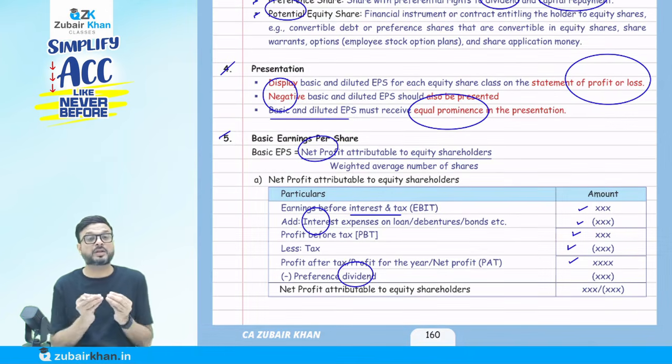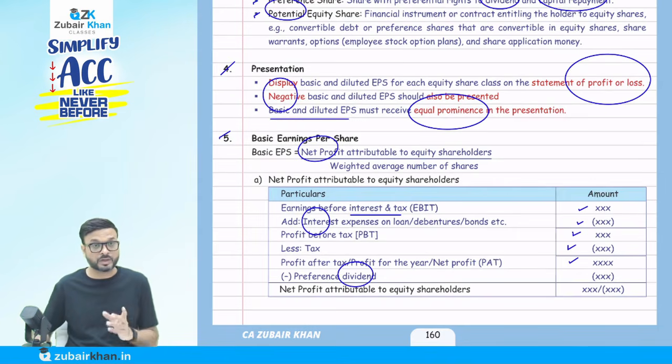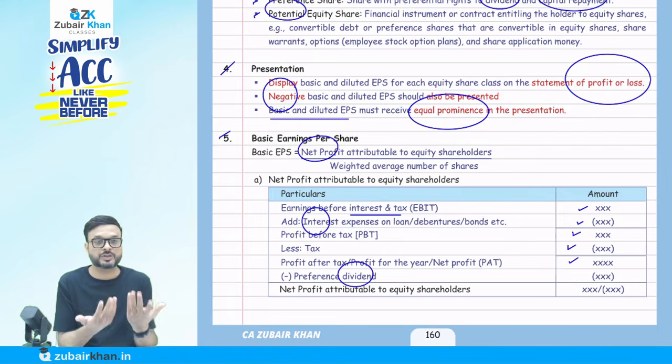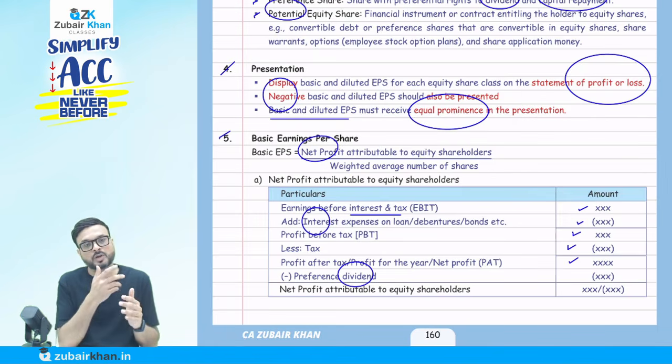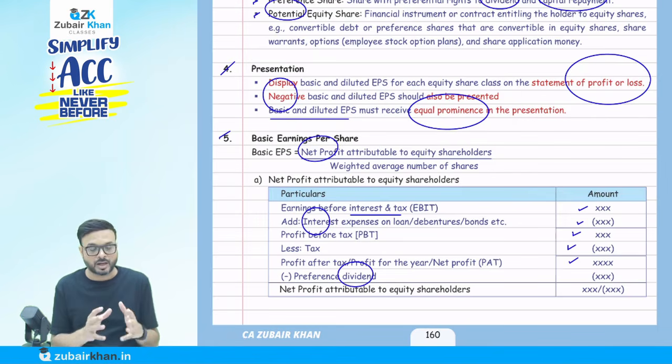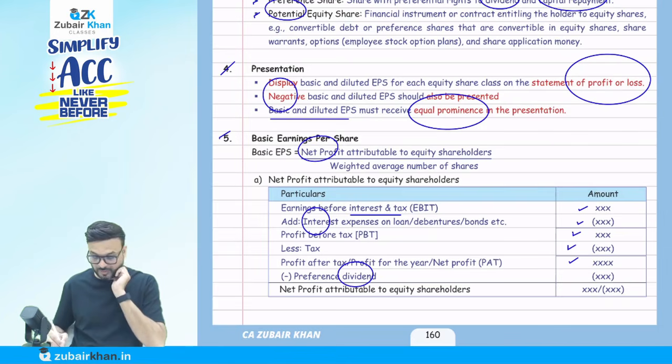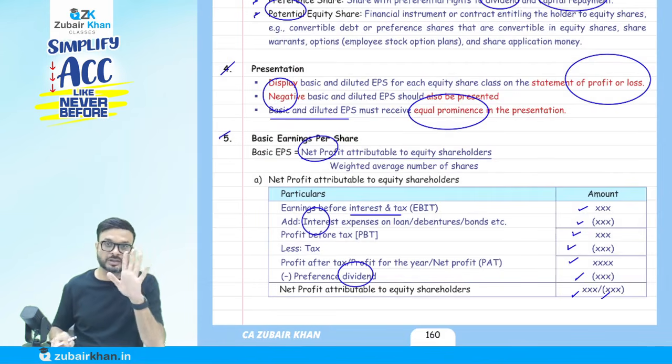Because this EPS we calculate for equity shareholders. Earning per share, and what is the share? Equity shares. We are not talking about the preference share. So we have to deduct all the items up to that stage, and whatever remains belongs to the equity shareholders. That's why we have to deduct the preference dividend for that year. If it is positive, that's a net profit. If it is negative, it's a loss.